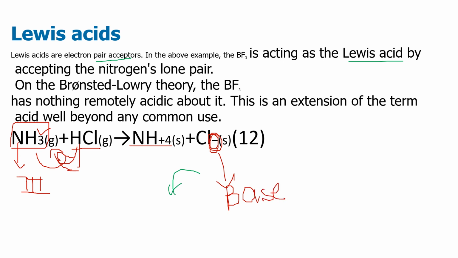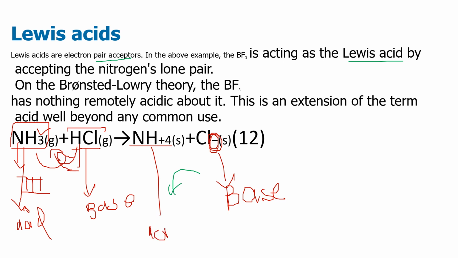Now we know that the HCl donates an electron. That means it is also a base. And this is here an acid. And then it also becomes an acid. This is how the Lewis theory works. I hope that is clear to you.